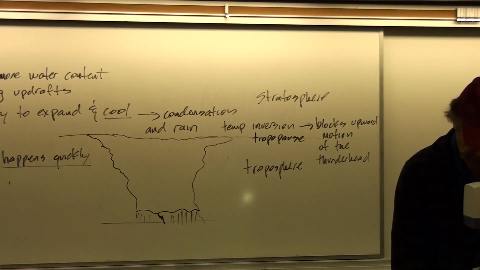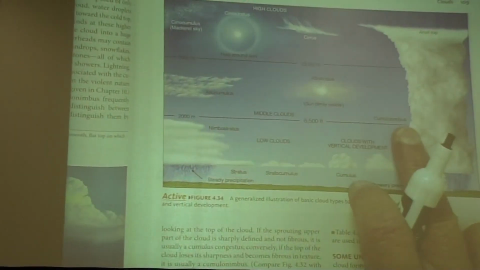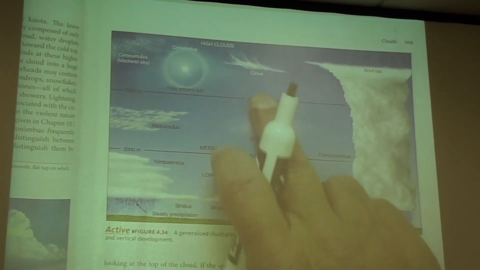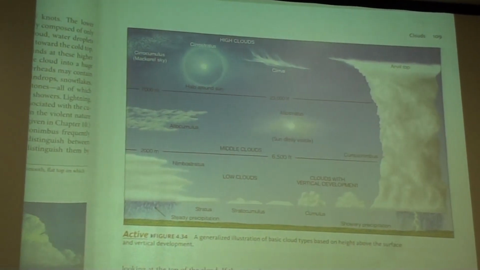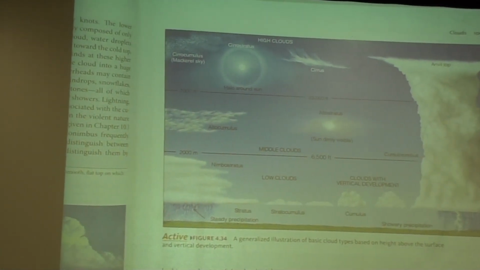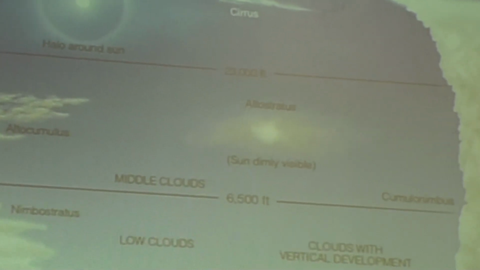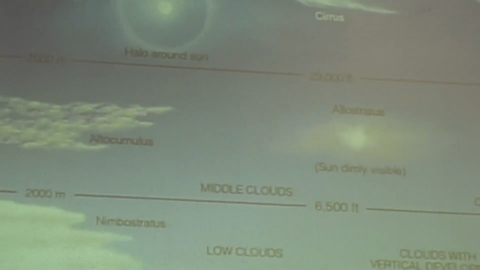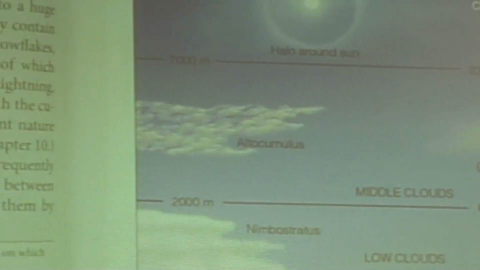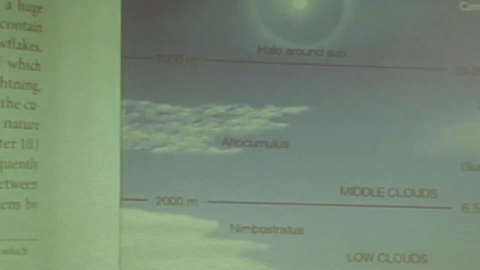Now, as we move to higher elevation, say above 6,500 feet, but less than 20,000, we're up in the middle atmosphere. And we have different kinds of clouds out there, but they have some similarity to the clouds that we see lower.